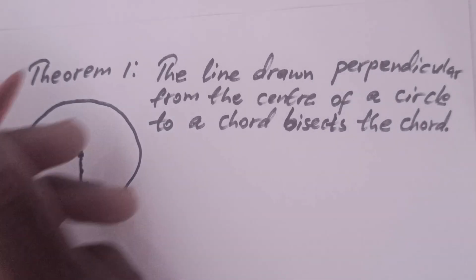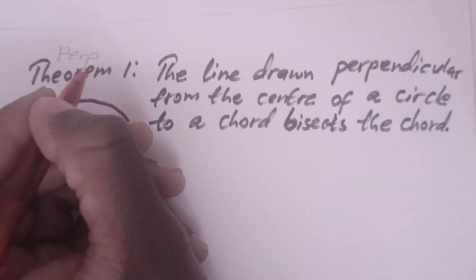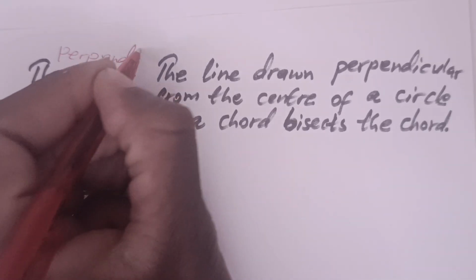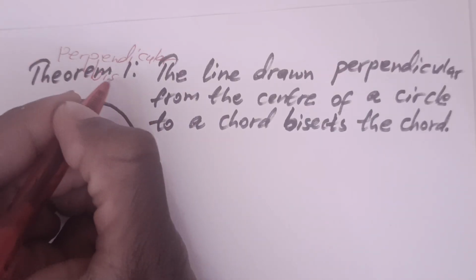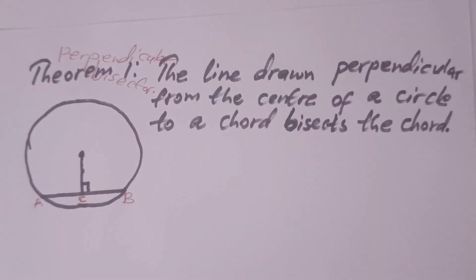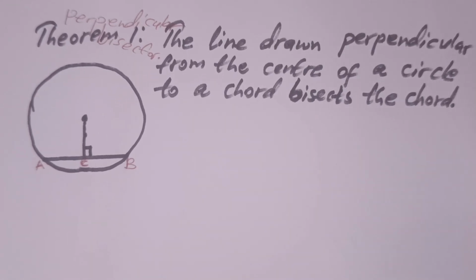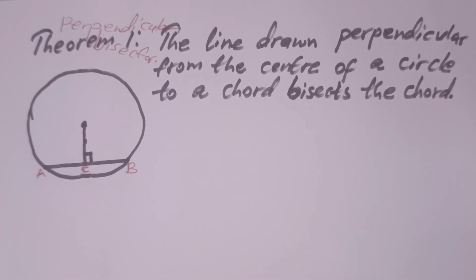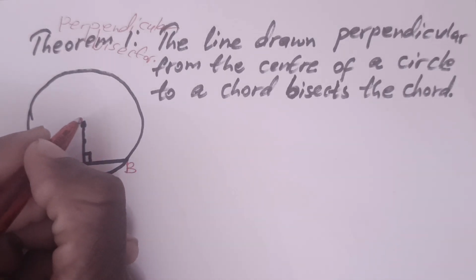This theorem is also known as the perpendicular bisector theorem. If you hear people saying perpendicular bisector, this is the theorem that they are talking about. Some people would just say perpendicular bisector just to sound nice. And this is O, of course, the center.